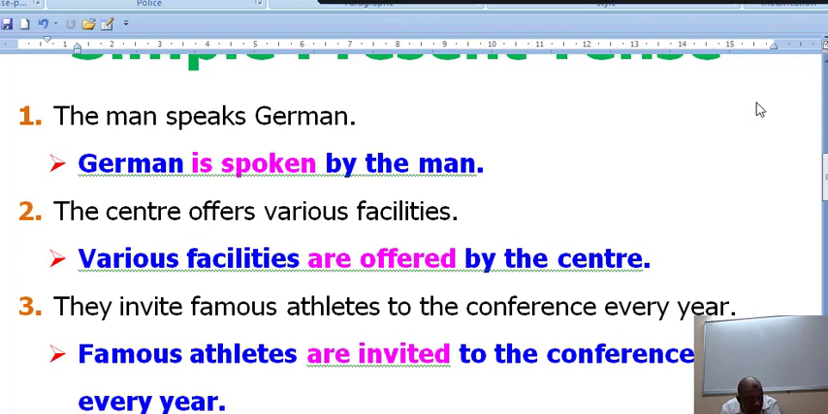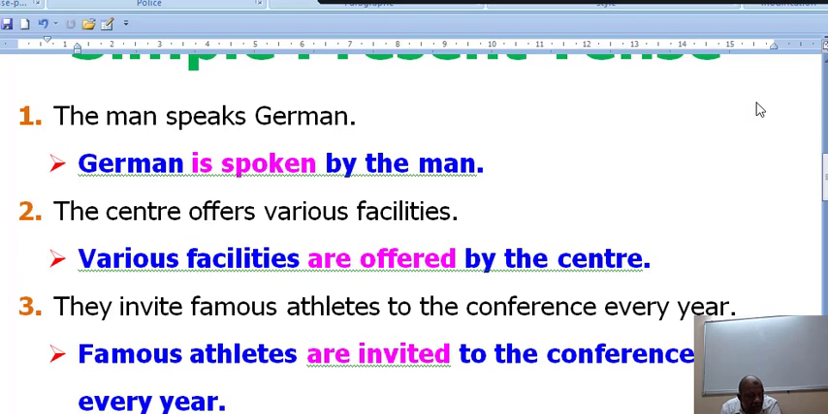We try to see the tense of the main verb, which is speaks. We give it to the verb to be, to conjugate it. Therefore, it becomes German is. You cannot use are here. Why? Because German is singular. And the verb speaks becomes past participle, spoken, by the man. If you don't write it, no problem. It's correct. So it becomes: German is spoken by the man.